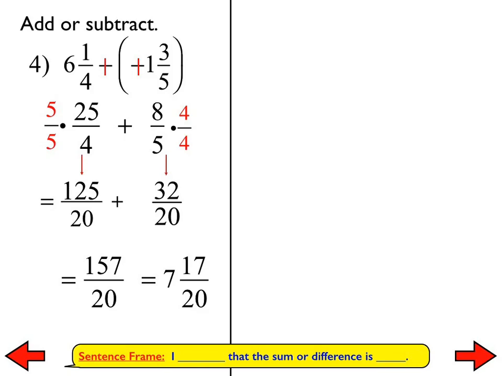All right, here's what I want you to do. I want you to do number 5 and number 6, and we will shoulder partner both of those, number 5 and number 6.